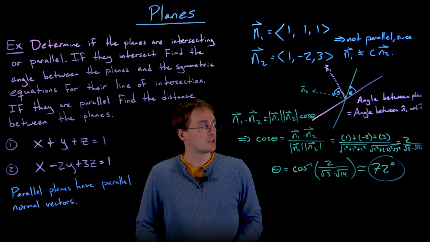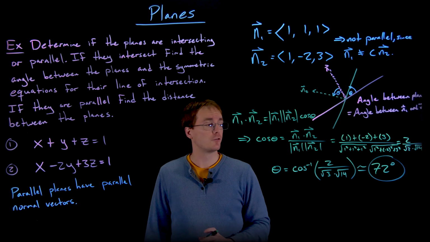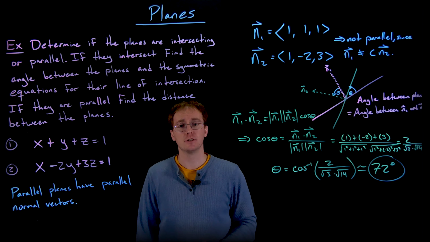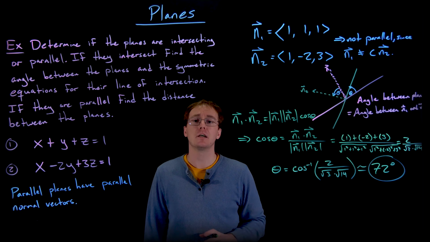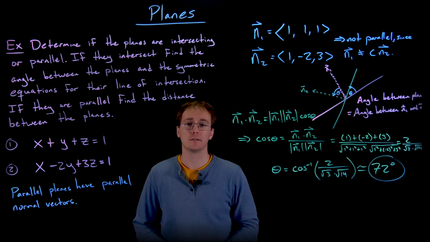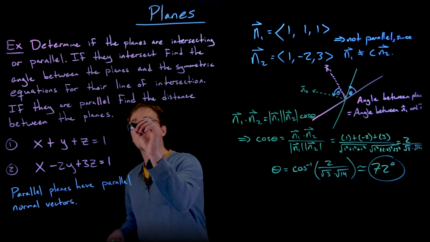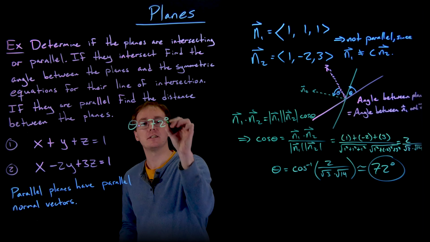And so by taking cosine inverse of 2 over the product of the square root of 3 with the square root of 14, a cosine inverse is going to give us a value of about 72 degrees. So the angle between these two intersecting planes is going to be approximately 72 degrees. And so that solves the first part of this question. We found the angle between our two planes to be theta, and that's approximately 72 degrees.